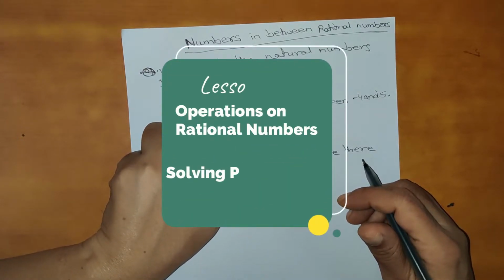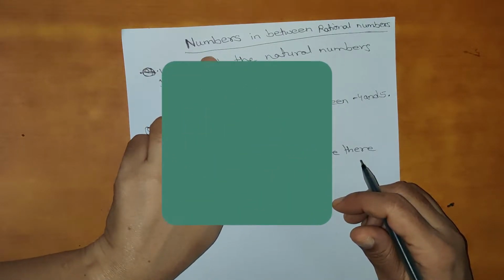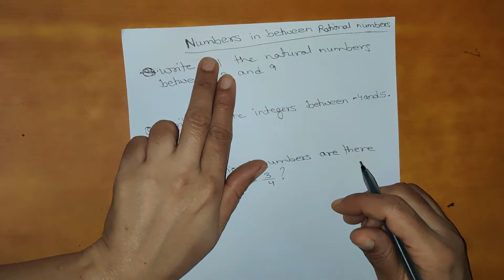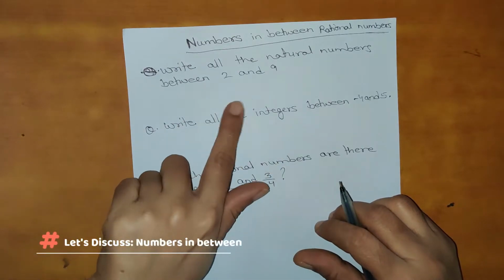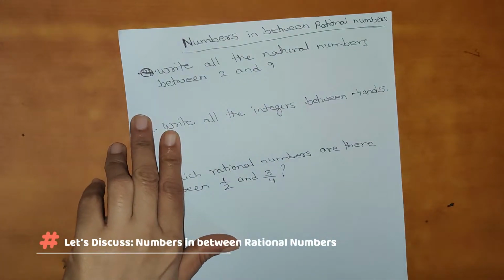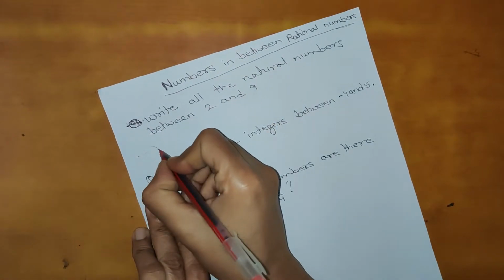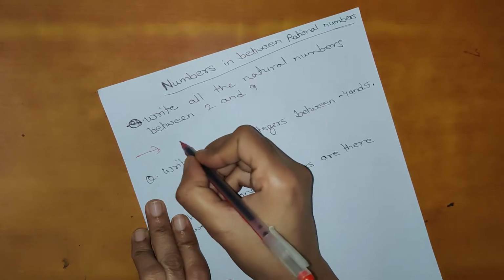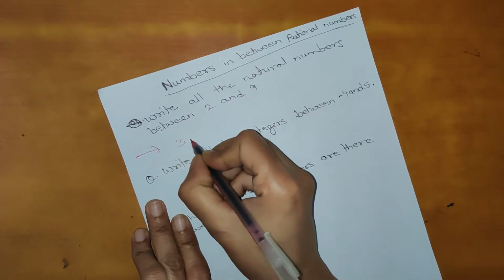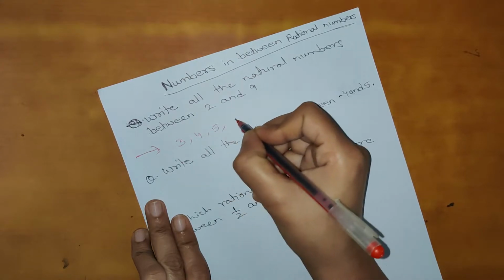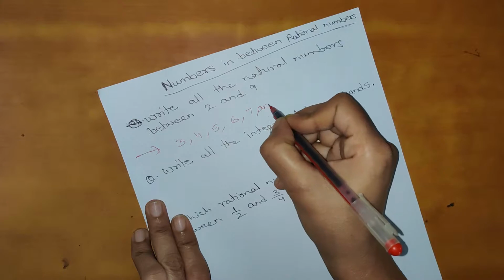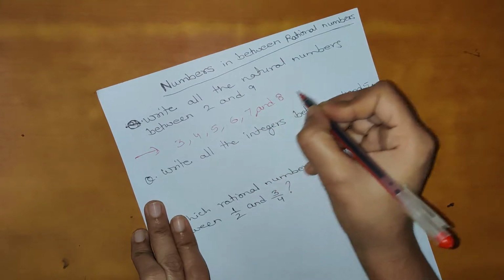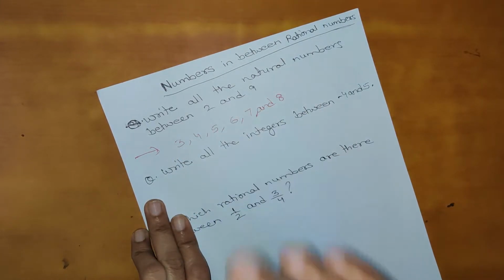Welcome. Today we are going to find out the numbers between rational numbers. So how will we find them? Write all the natural numbers between 2 and 9. We know that between 2 and 9 they are 3, 4, 5, 6, 7 and 8. These are the natural numbers between 2 and 9.